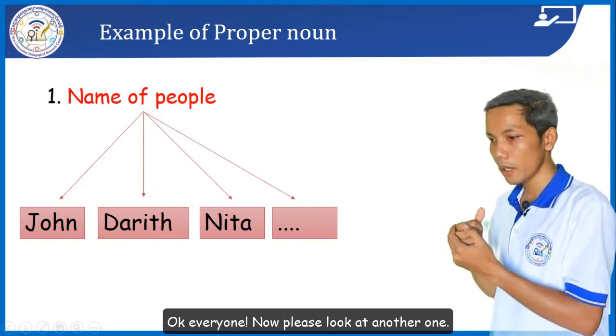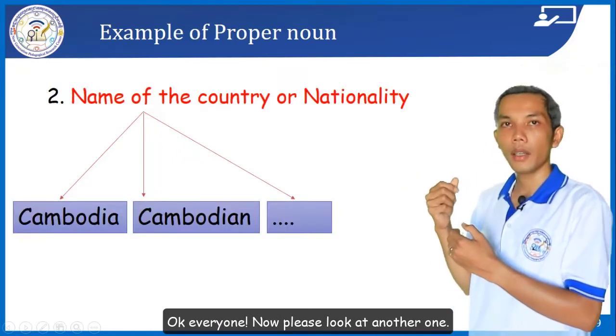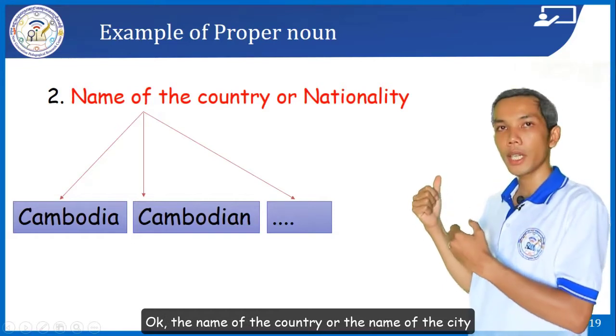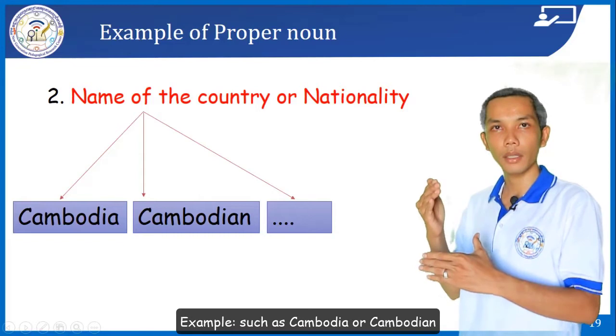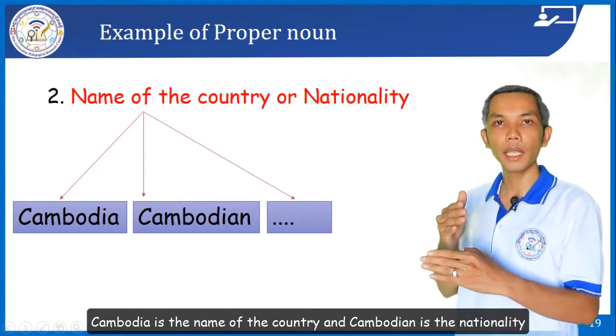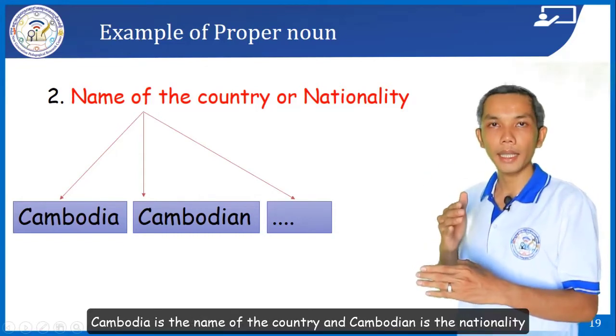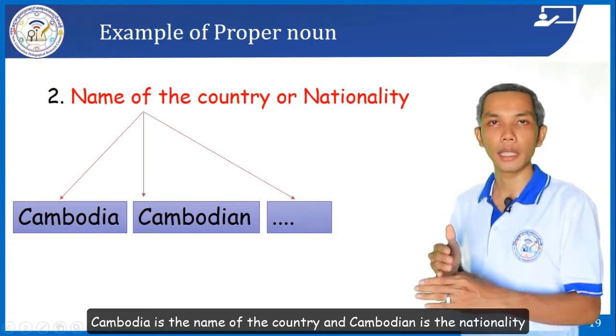Okay, everyone, now please look at another one. The name of the country or the name of the city, for example Cambodia or Cambodian. Cambodia is the name of the country and Cambodian is the nationality.